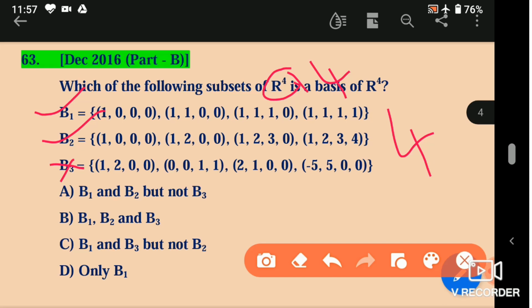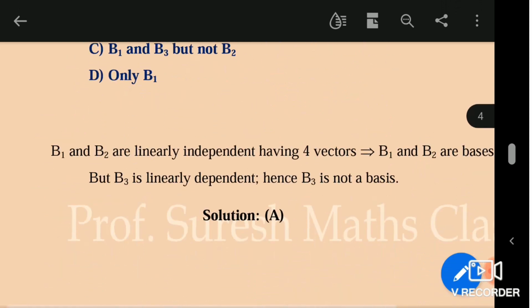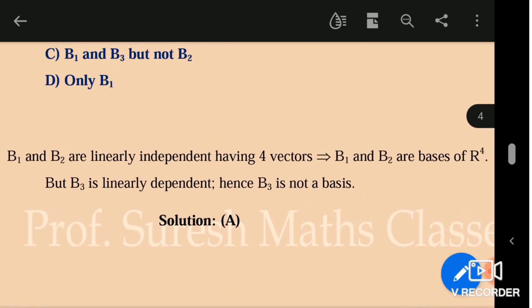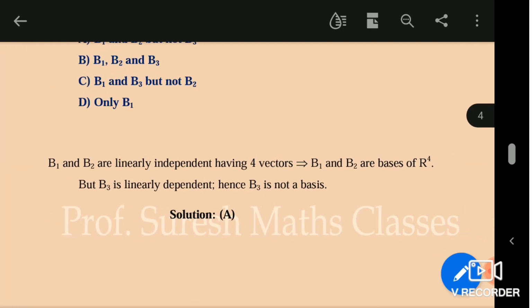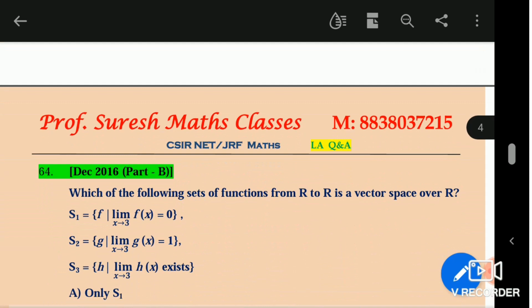So option B1, B2 but not B3. So option A is the correct option. So meaning B1 and B2 are linearly independent having 4 vectors. So this is enough. B1 and B2 are bases, but B3 is not a basis.